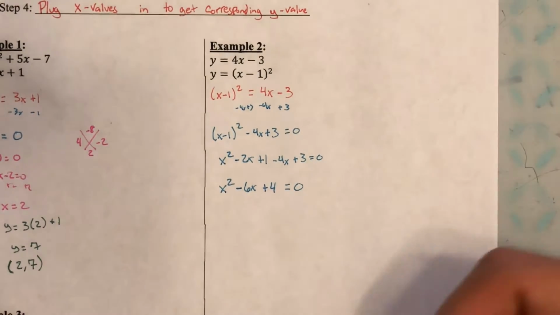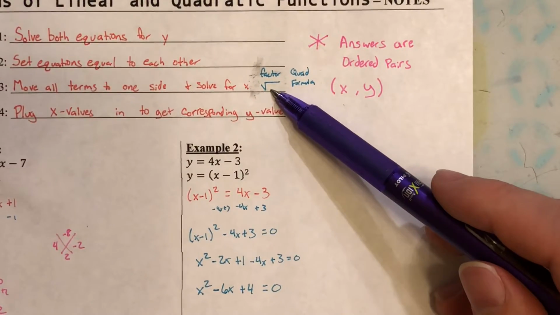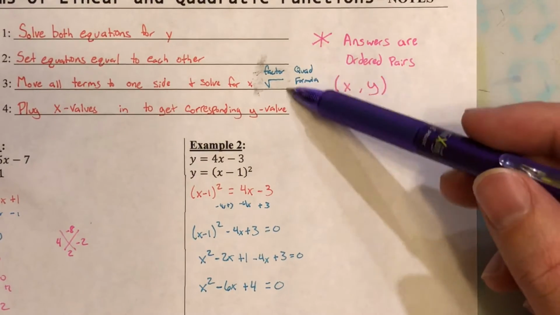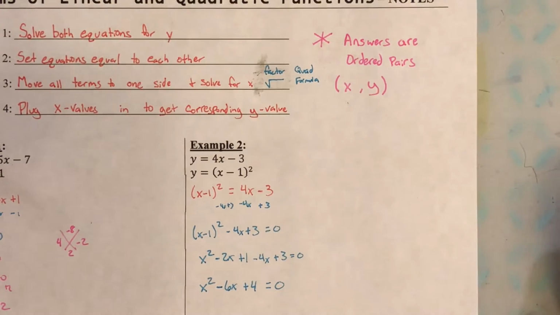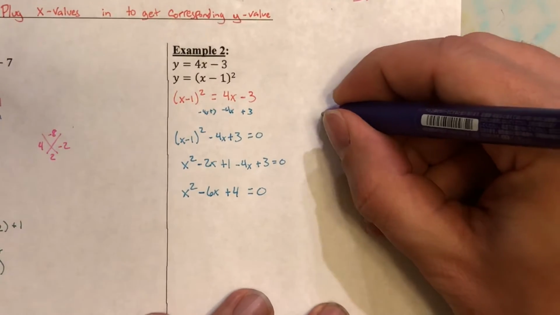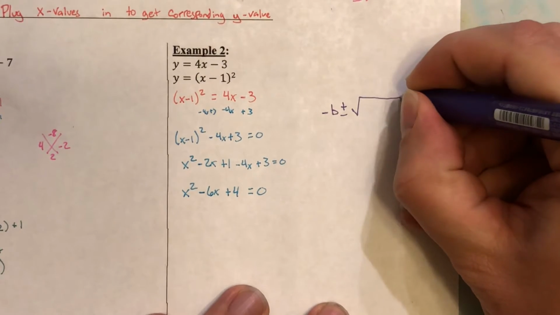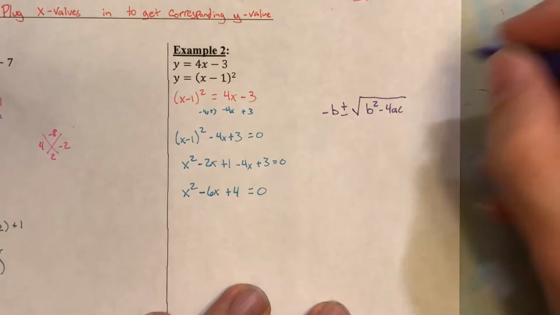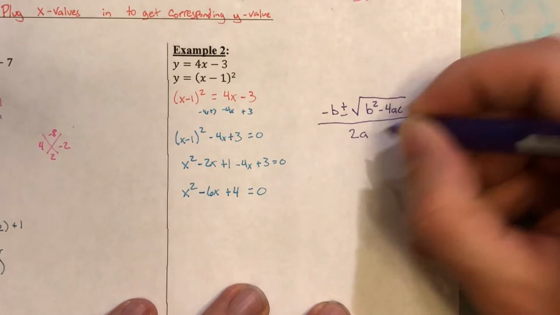Now here, again, I could try factoring. I could try completing the square to take the square root of both sides. What I want to do on this one, I'm looking at it and I know it's not going to factor, so I'm going to choose to use the quadratic formula here. So if we remember the quadratic formula, we've got negative b plus or minus the square root of b squared minus 4ac, all of that being divided by 2a.